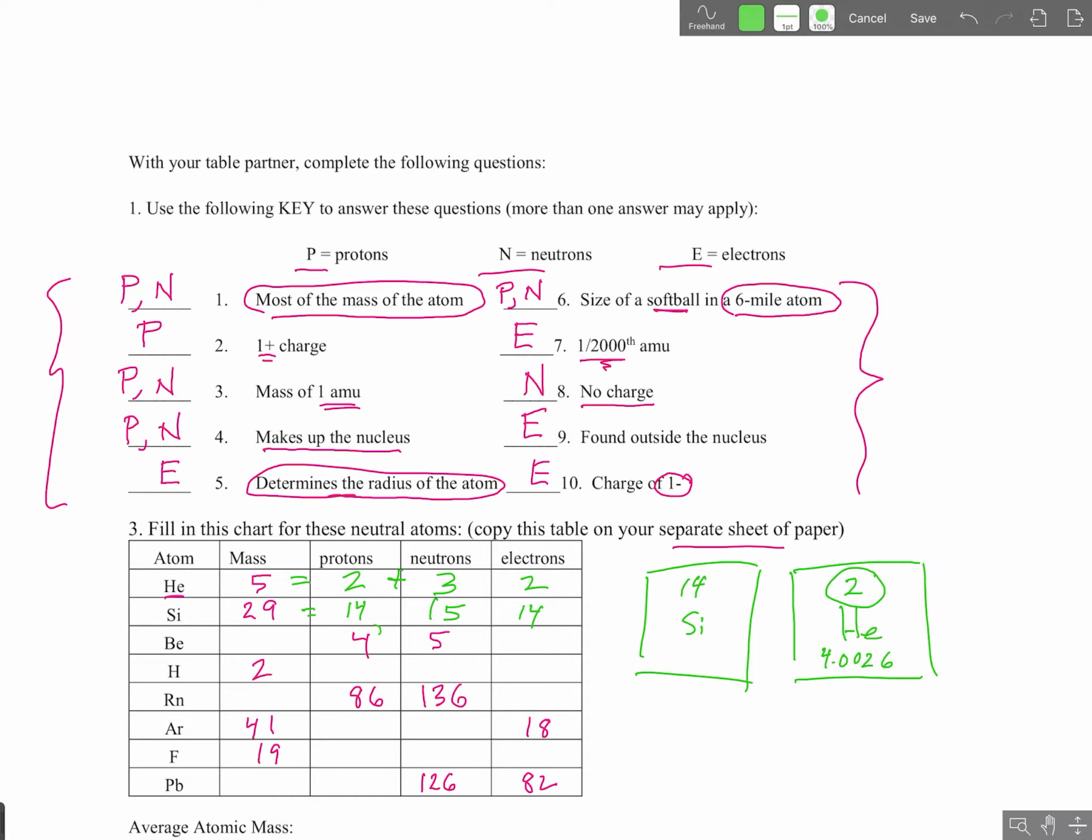Okay, beryllium, looks like it has 4 protons and 5 neutrons, so it has a mass number of 9. And protons and electrons equal each other for neutral atoms, so we're going to put 4 for the number of electrons.